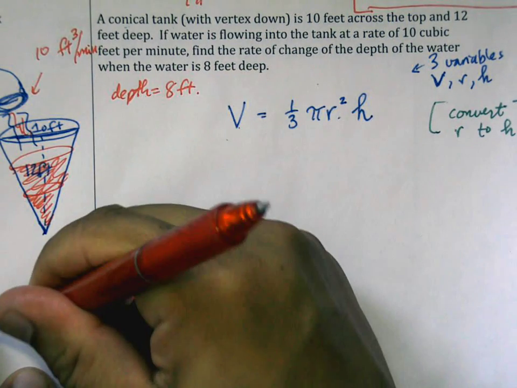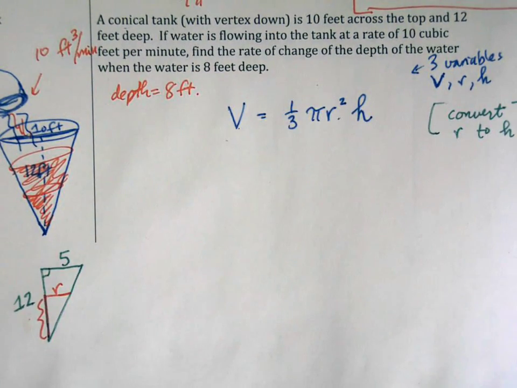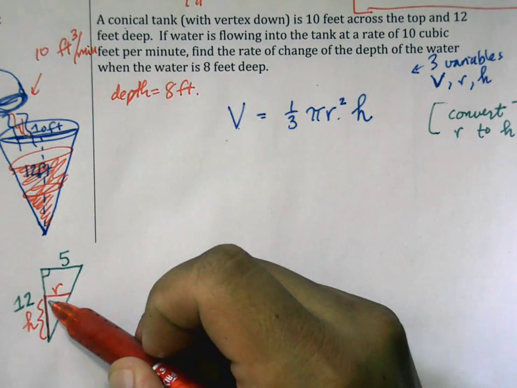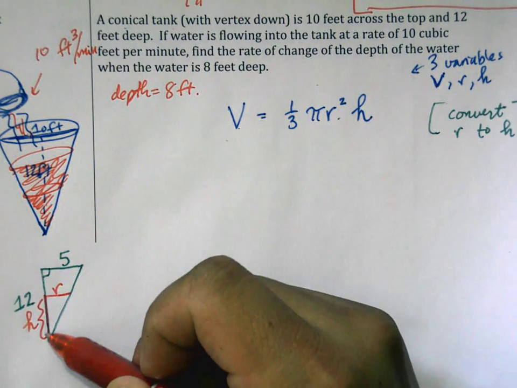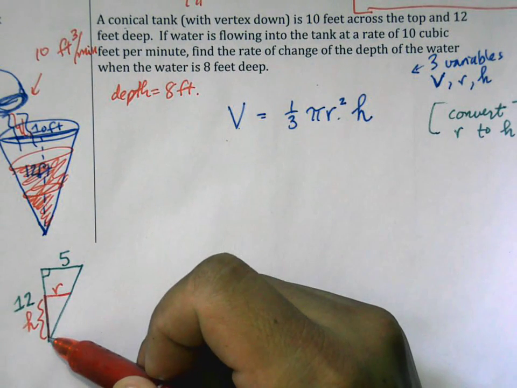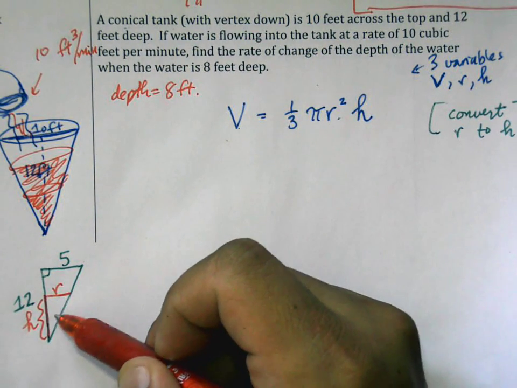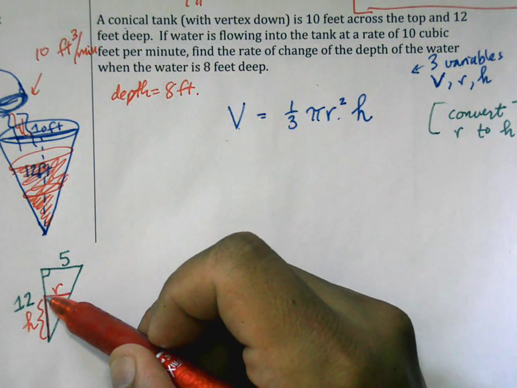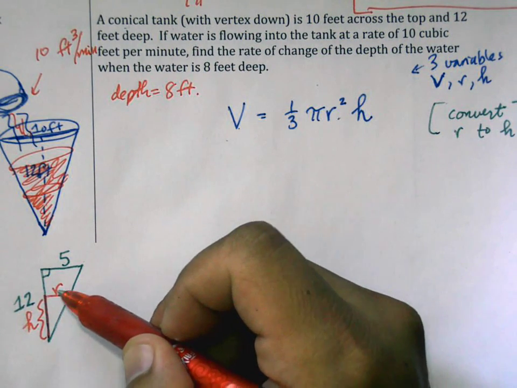Oh, sorry, I don't want to use 8. I'm going to use 8 later. At this moment, I should call this H. Let me explain that again. The green part represents the fixed size of the cone, and the red part represents the changing size of the cone, in other words, the changing water as it fills up this cone.